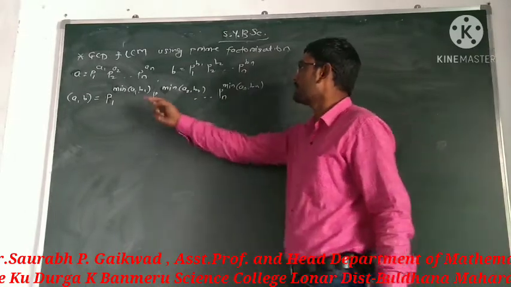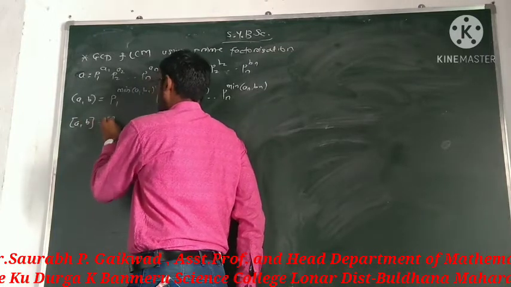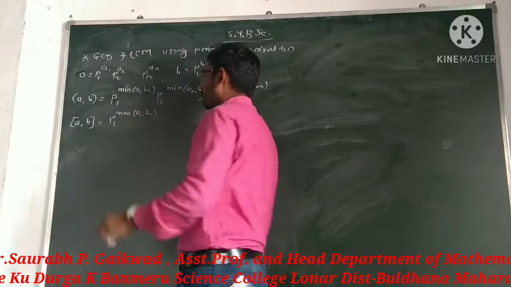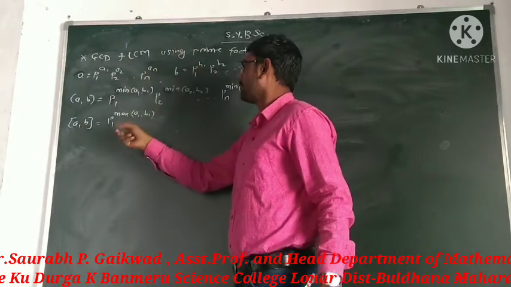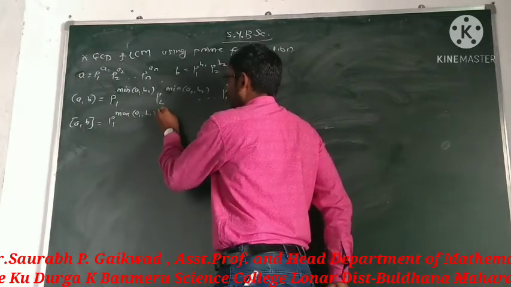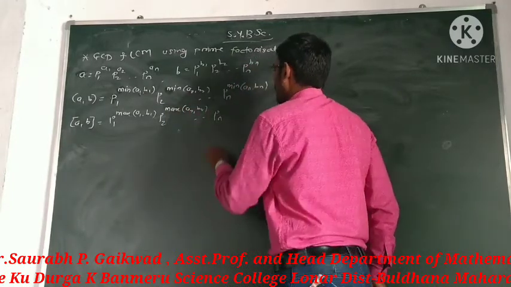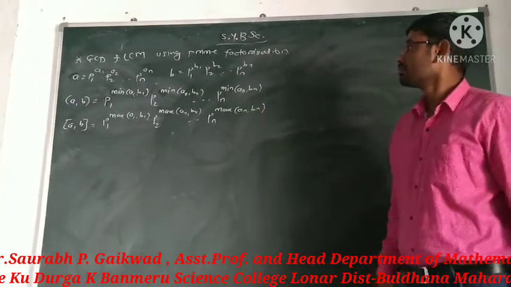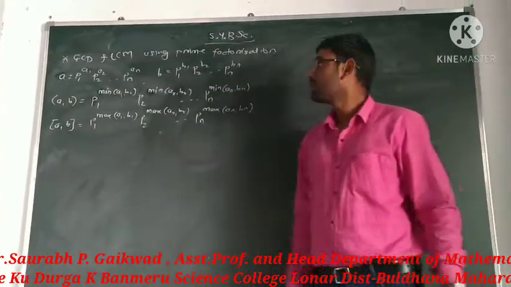And in LCM, just replace minimum by maximum. So LCM of A and B is equal to P1 raised to power maximum of A1, B1. Here the power of P1 in A is A1, and in B it is B1. Whichever is maximum, take P1 raised to power maximum of A1 and B1. P2 raised to power maximum of A2, B2. Continuing this way, Pn raised to power maximum of An, Bn. So this is the definition of GCD and LCM through prime factorization.